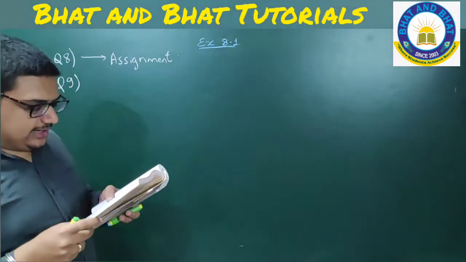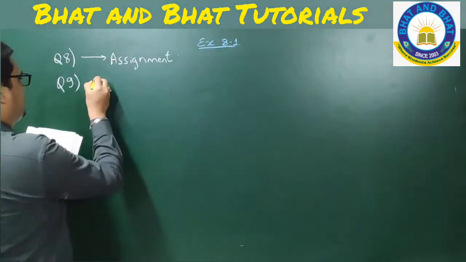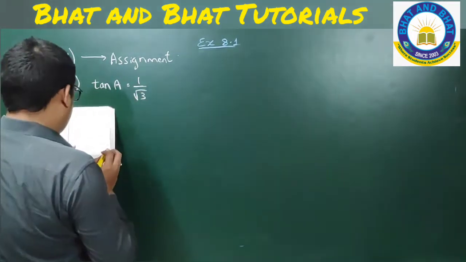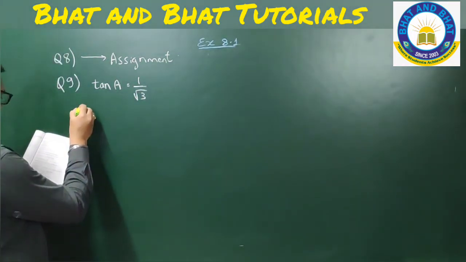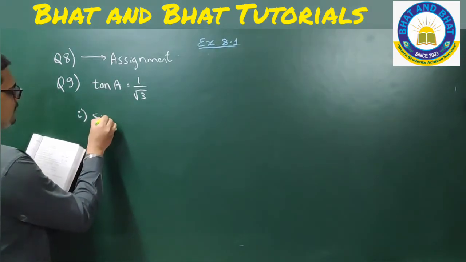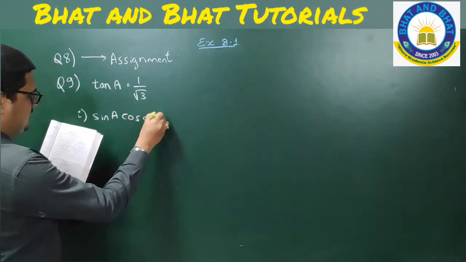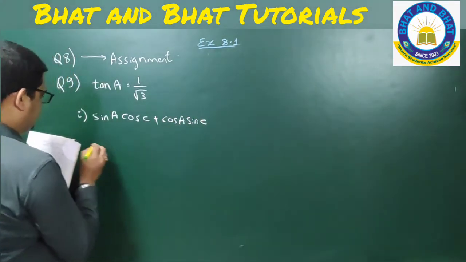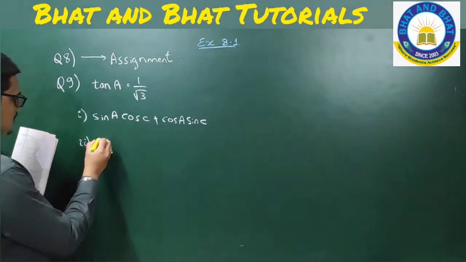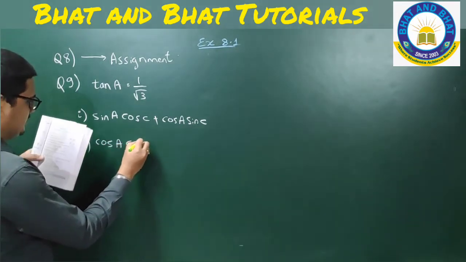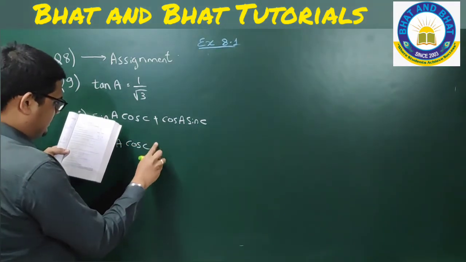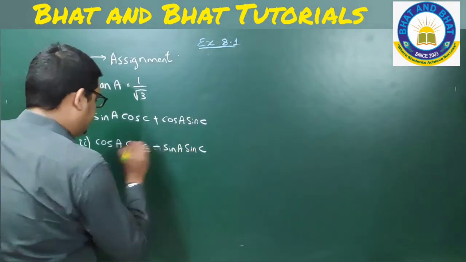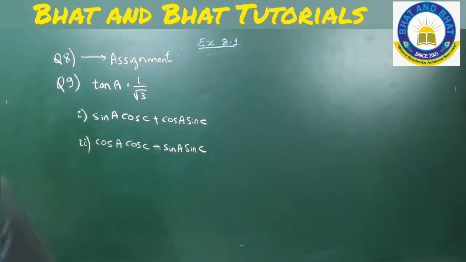In a triangle ABC, right angled at B, if tan A is equal to 1 by root 3, find: first subpart, sin A cos C plus cos A sin C, and second subpart, cos A cos C minus sin A sin C. So they have asked these two.